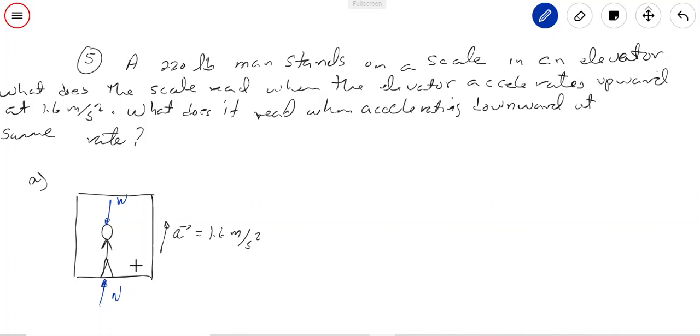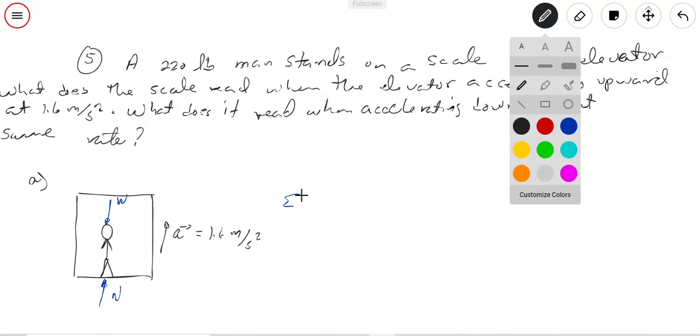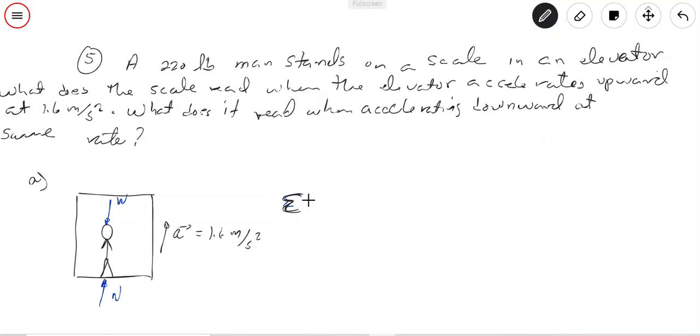So if I say that the sum of the forces here is equal to mass times acceleration, let me put this in black. The sum of the forces is equal to mass times acceleration. I can say here that the normal force minus the weight is equal to mass times acceleration, right? In this case, the acceleration is positive because it points up.